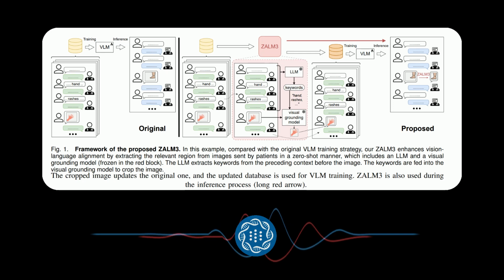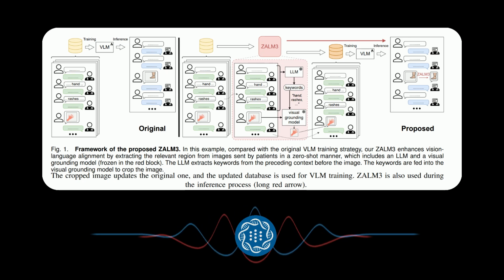Precisely. And the way it works is pretty clever. It uses an LLM to extract keywords from the text conversation, which then provides context for a visual grounding model to focus on the relevant parts of the image. So it's like having an AI assistant that can say, okay, the patient is talking about a rash on their arm. Let's zoom in on that part of the picture and see what we can see.